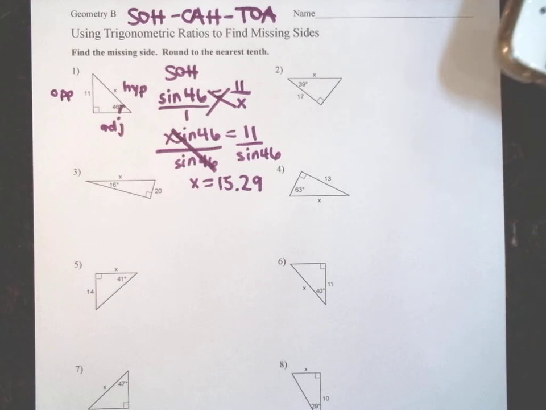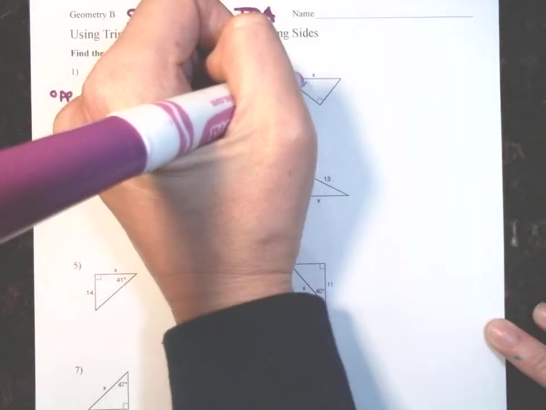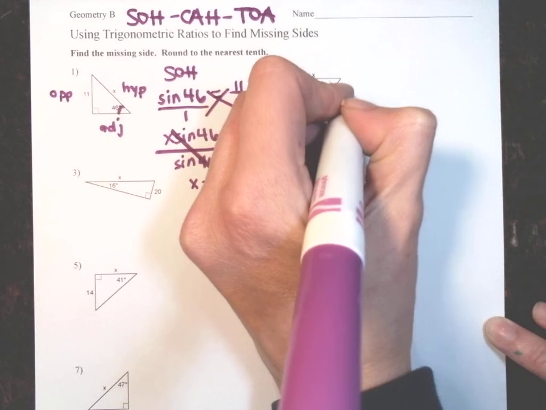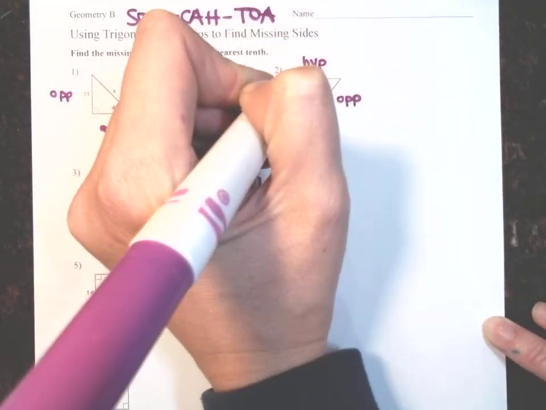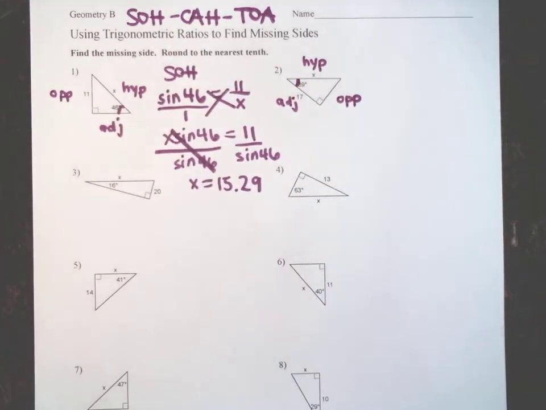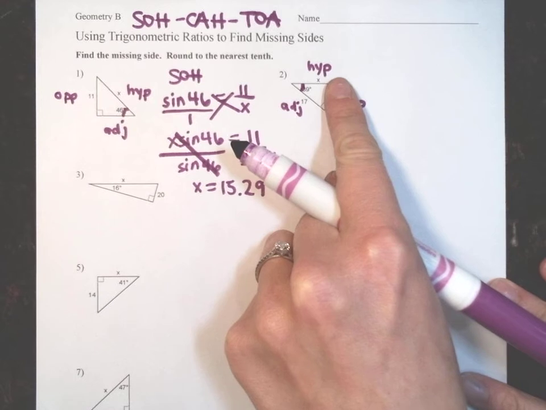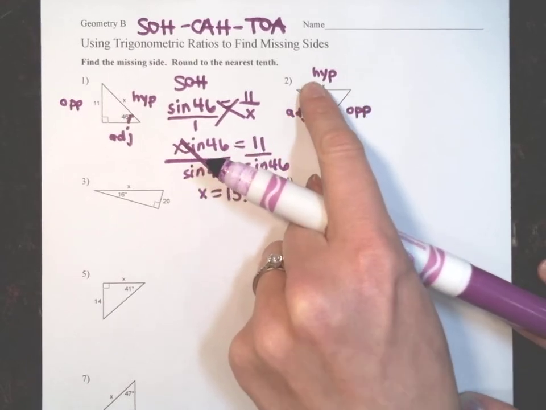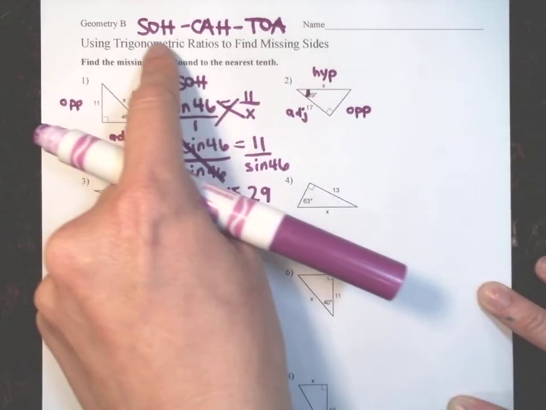Okay, let's do one more. So for number 2, first we want to label the sides. So we're working from this angle, which is 39. So this side would be our opposite side. The x is our hypotenuse, and the 17 is the adjacent side. So the two sides that they've given us are the adjacent side and the hypotenuse. So we're looking for A and H, because those are the two sides that we have. So adjacent and hypotenuse, AH.